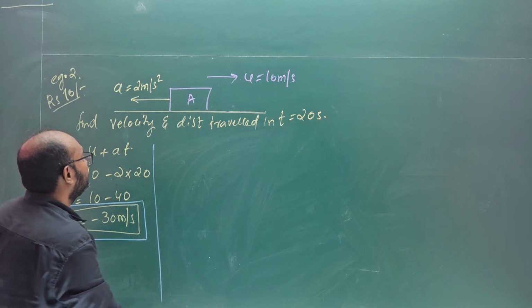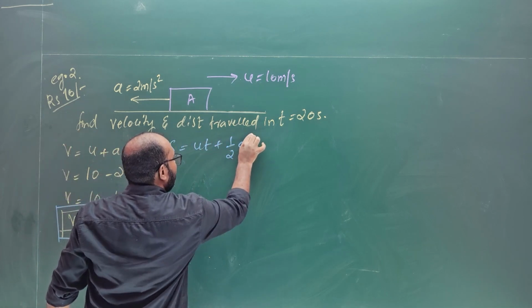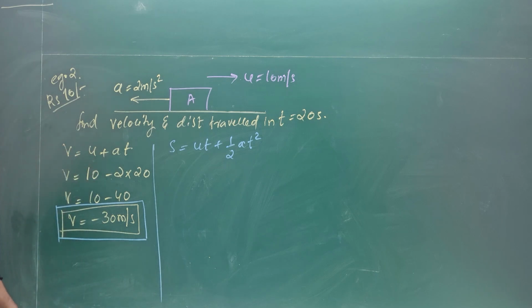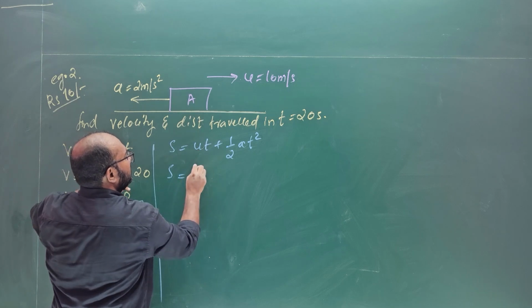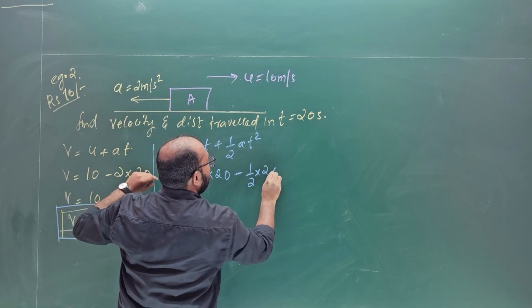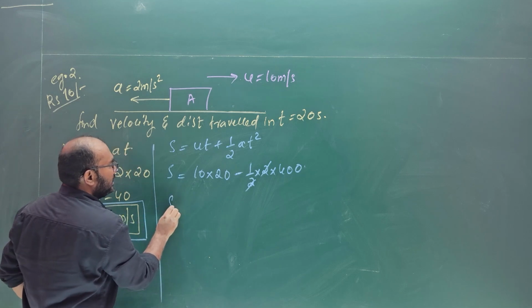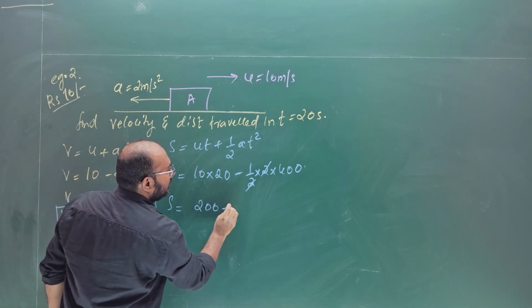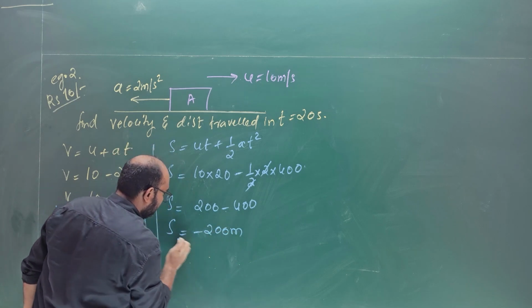Okay. Now, if you calculate s is equal to ut plus half at square, if you substitute this, first listen to me. I know everyone has done wrong. So stop writing and just listen to me. So s is equal to, what is the u value? 10. Time value 20. Minus 1 upon 2 into acceleration 2 into time, again 20, that is 400. 2 get cancelled. So s is equal to, can I say this is 200 minus 400, and s is equal to minus 200 meter.